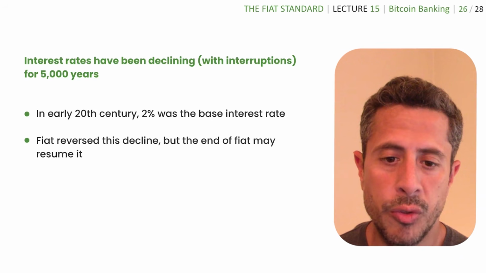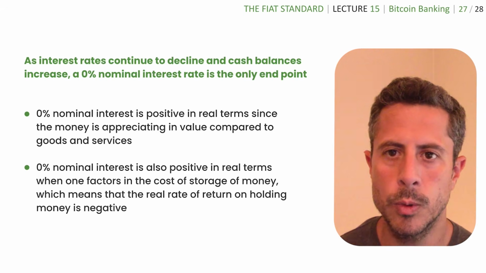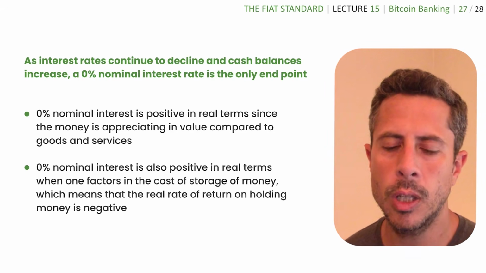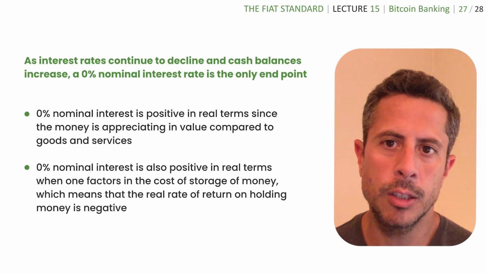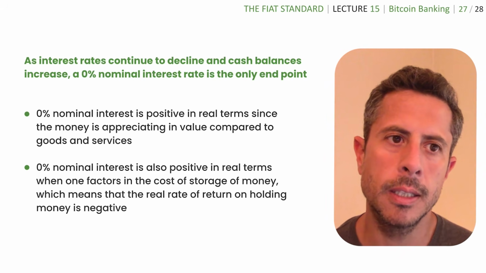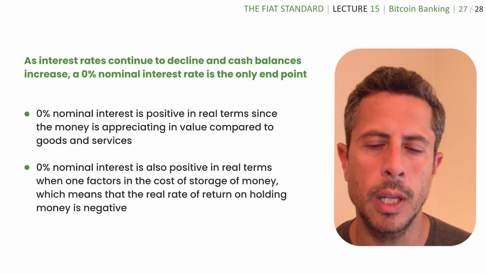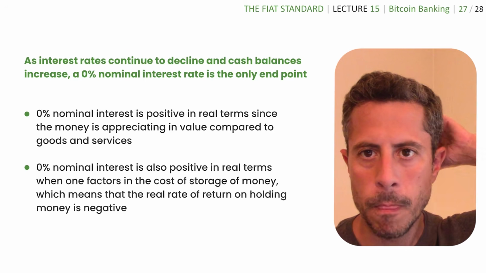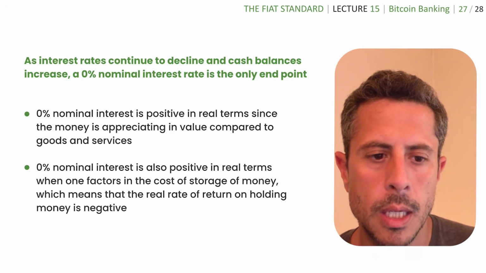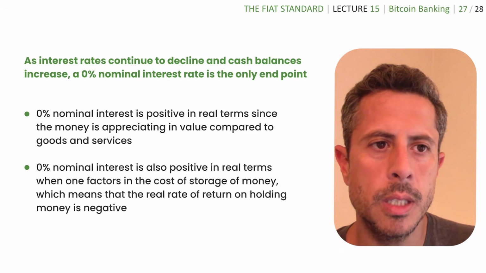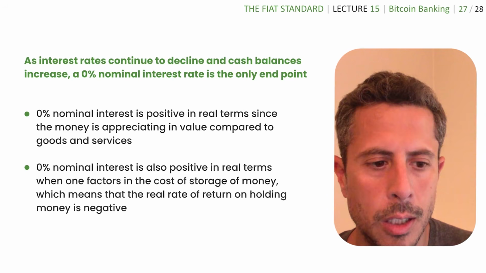I think the end of fiat and a return to hard money with Bitcoin will likely resume this trend as interest rates continue to decline and cash balances increase. A 0% nominal interest rate is the only end point. As people's time preference continues to decline, they continue to discount the future less and less, and they will then accept a lower and lower interest rate to lend their money until eventually the interest rate hits 0% in nominal terms. And 0% in nominal terms still is positive interest in real terms if your money is hard.